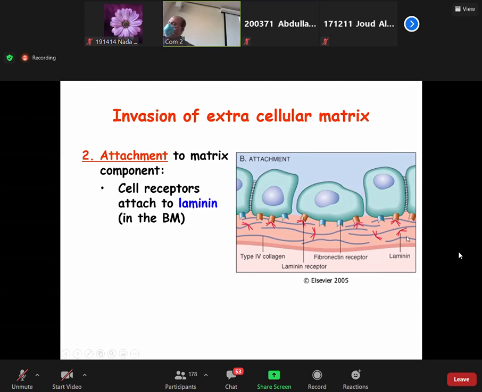Now, what does it do for the laminin? It's going to attach to the laminin. Why? As you can see here, it did attach to the laminin. It does have a laminin receptor and also a fibronectin receptor. Why?